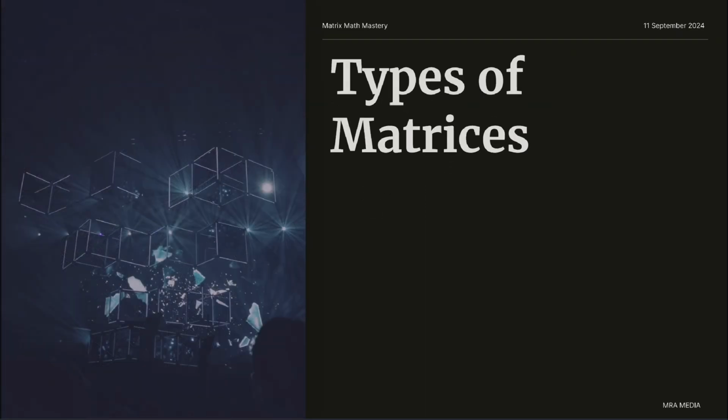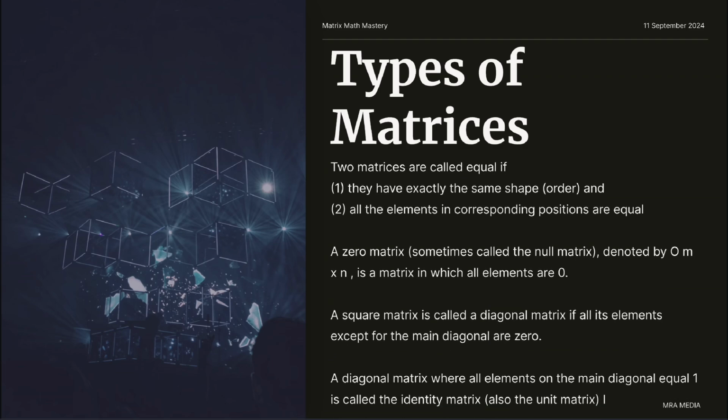Two matrices are considered equal when they have the same size and corresponding elements are identical. Another important type is the zero matrix, also called the null matrix, where all elements are zero. Square matrices have some special types, like diagonal matrices, where all elements except those on the main diagonal are zero. If every element on the main diagonal is 1, we call it the identity matrix.